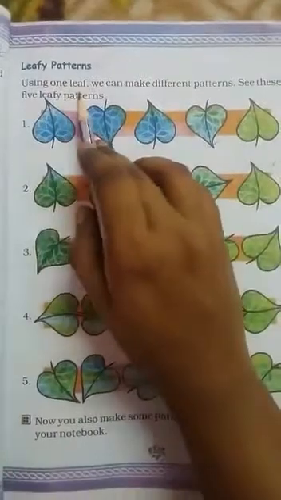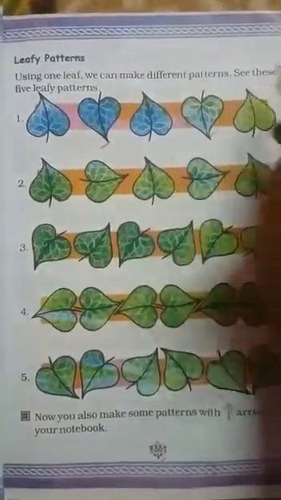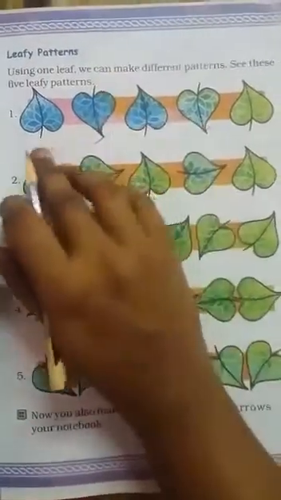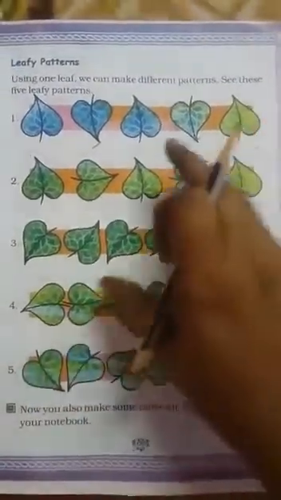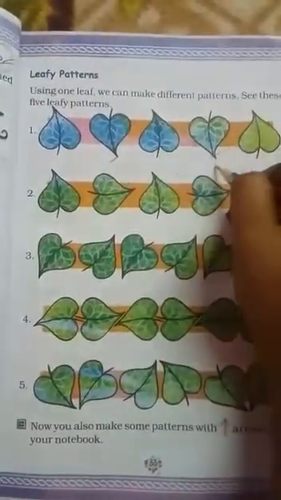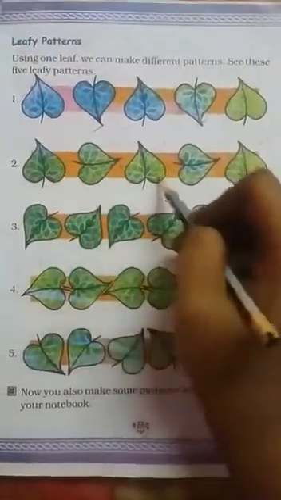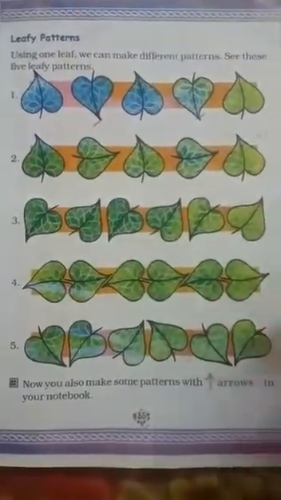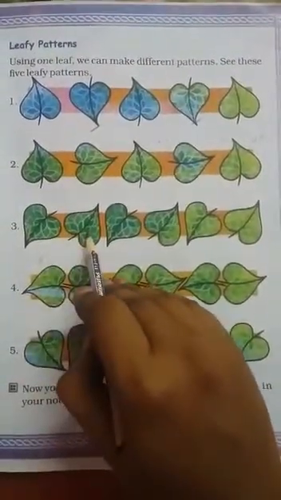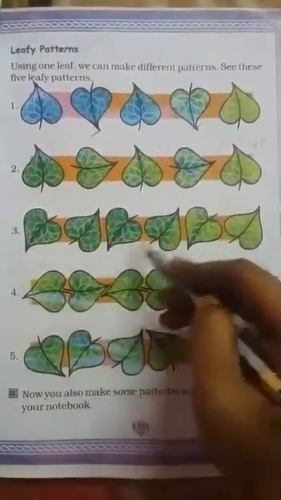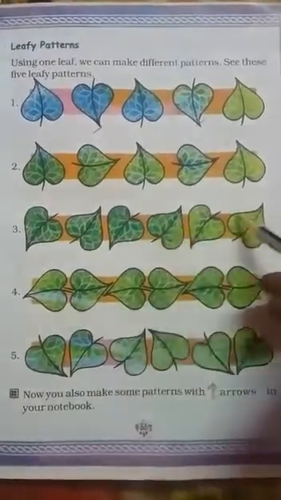Leaf patterns. Using one leaf we can make different patterns. See these 5 leaf patterns. Here you just observe the leaves are in different positions. Here one up, one down, one up, one down, and one up. Next one is one down. Up, right, up, right, up. Next one right, down, up, means right, left, or left, right, right, left, like this.